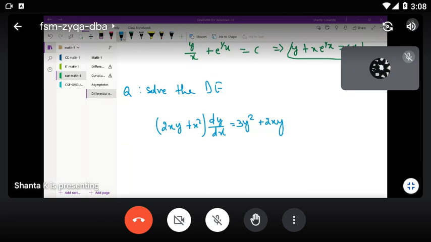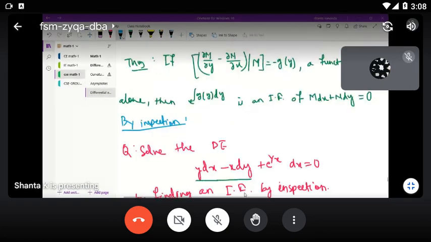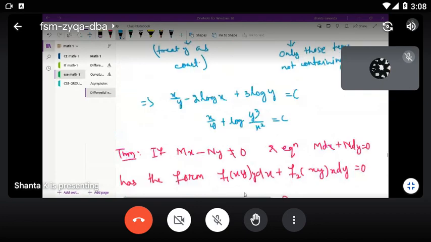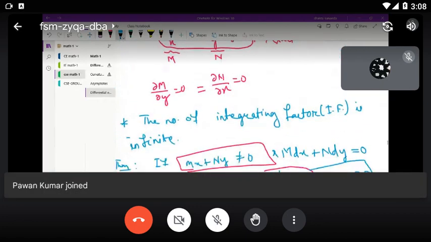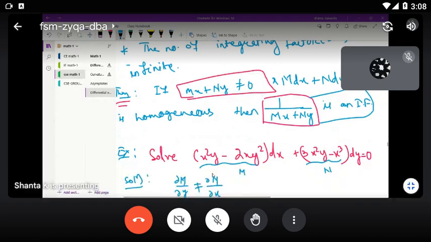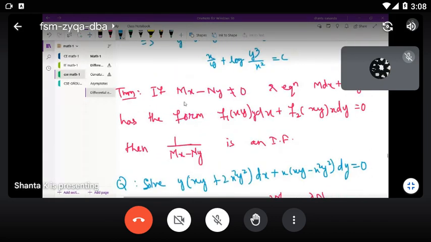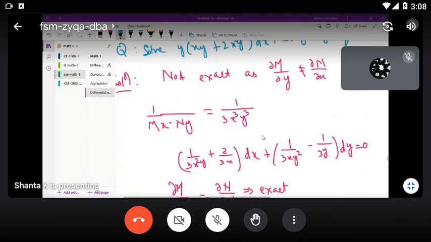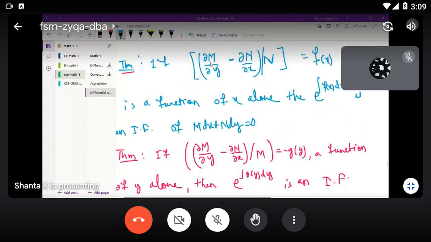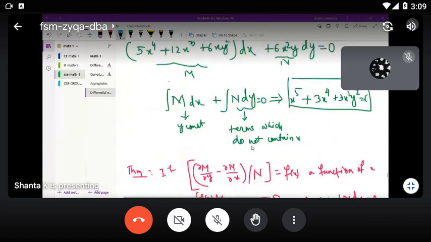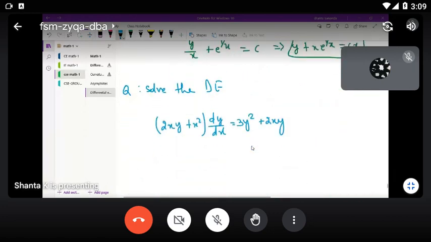So you remember the integrating factors? So first we did for 1 by (mx + ny). Okay. Provided it's 1 by (mx + ny), when does it happen? What was the condition? Not equal to 0 and homogeneous. Then this will be the integrating factor. And this mx minus ny. Then this is, so these 4 and by inspection. Okay, so you find out which one. Find the integrating factor.